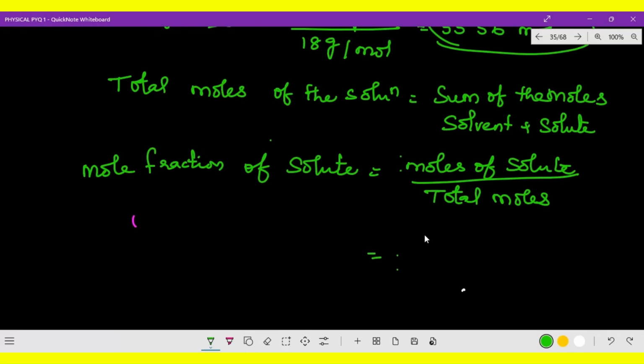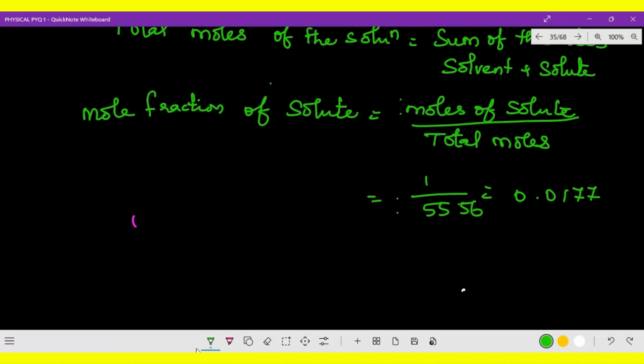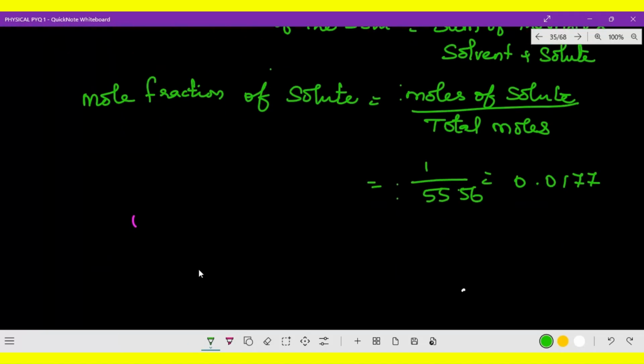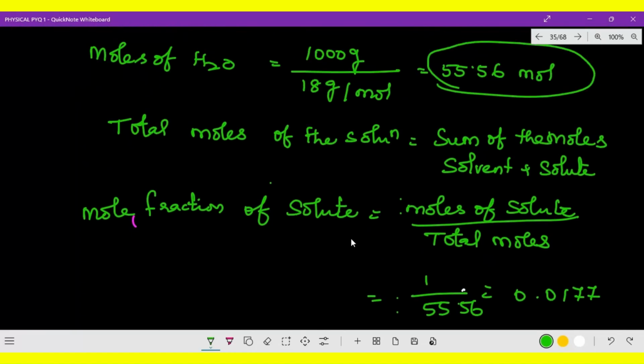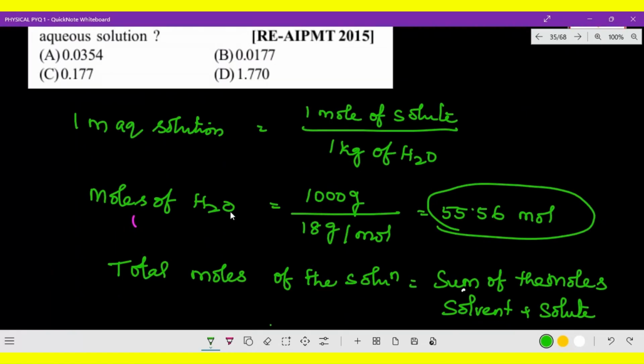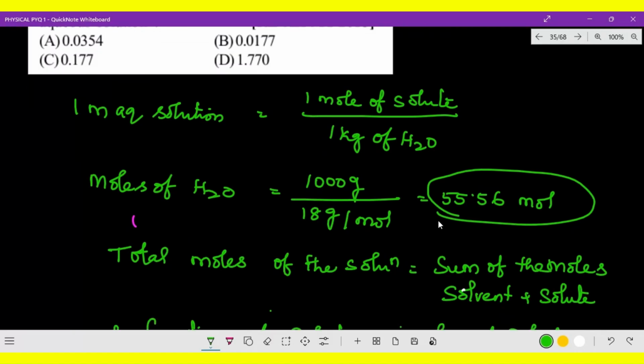So 1 by 55.56. What is the answer you will get when you calculate it? 0.0177, one more 7. Right, the answer is there. So that is the mole fraction of solute in 1 m aqueous solution approximately. If you calculate directly, you would have got it. This is actually a repeatedly asked question. Generally, if they ask about the number of moles of water, 1000 by 18 is the mandatory answer, repeatedly asked. So that is what we directly go for.